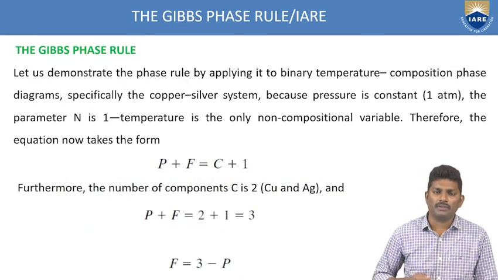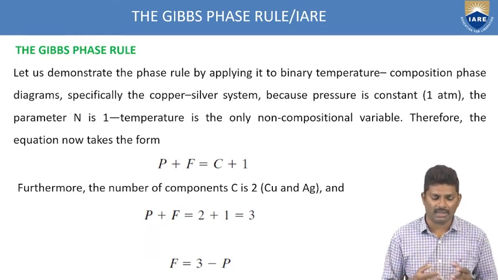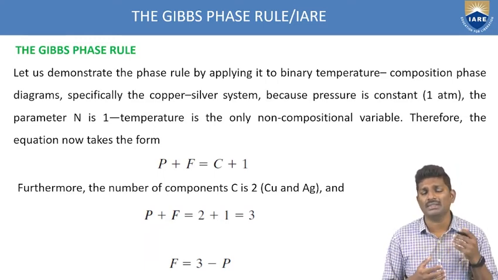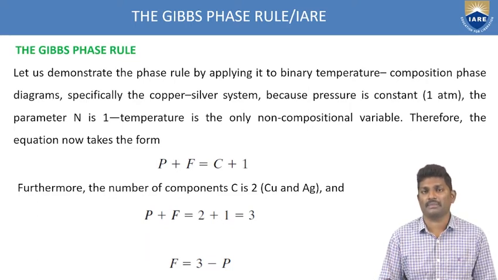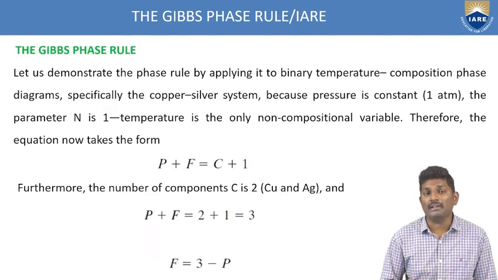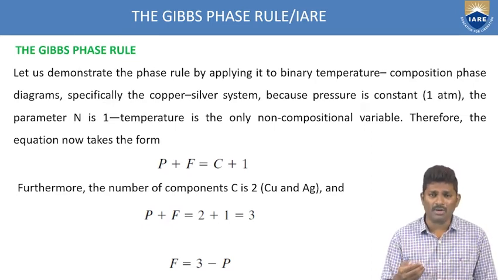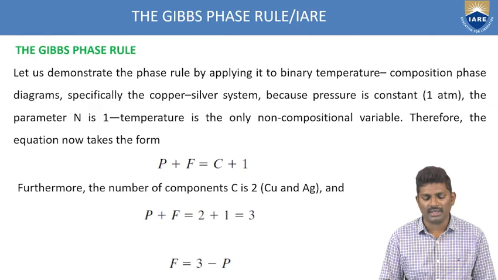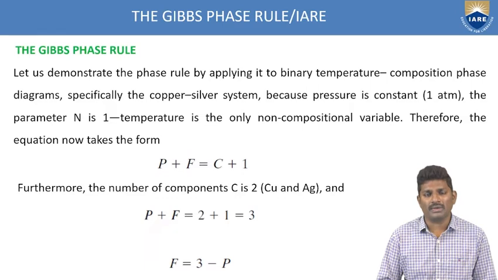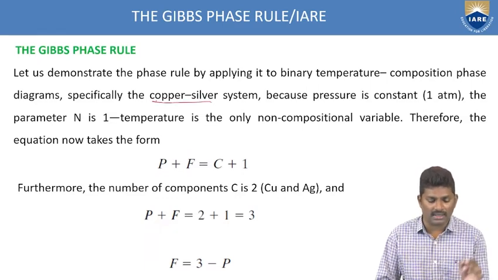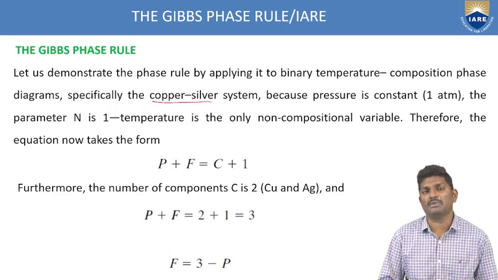Now, if you still want to get clarity on this, we will take an example to demonstrate how this Gibbs phase rule is applied to the binary temperature composition phase diagram. It will be more clear if you go through this example and identify the steps which are to be followed in order to demonstrate the Gibbs phase rule for the binary eutectic system. So in this case, we are applying the Gibbs phase rule on the binary temperature composition phase diagram. We'll take copper and silver as an example.